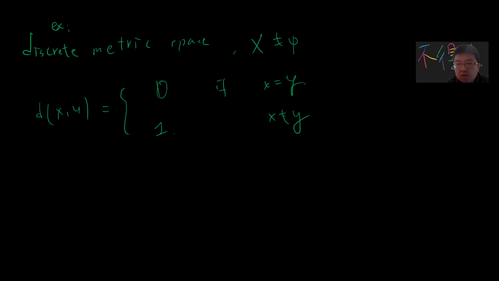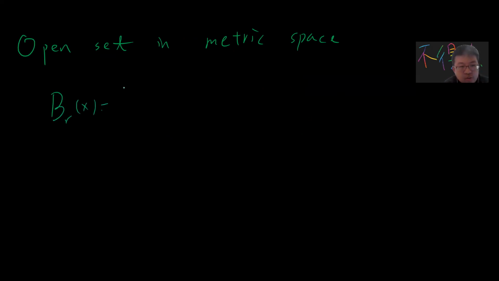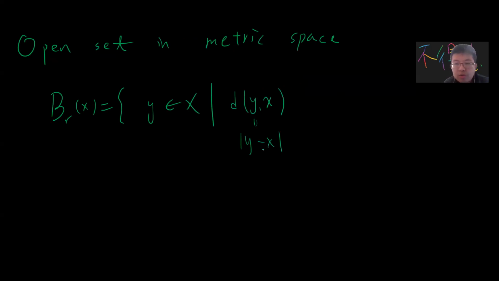Now let's define open sets in a metric space. I guess everyone knows about calculus or advanced analysis, so you know that you can define a ball. The ball B_r(x) is all the points y belonging to X such that the distance between y and x, which I will sometimes write with absolute value notation, although it's not really an absolute value, is less than r. This is the so-called open ball.